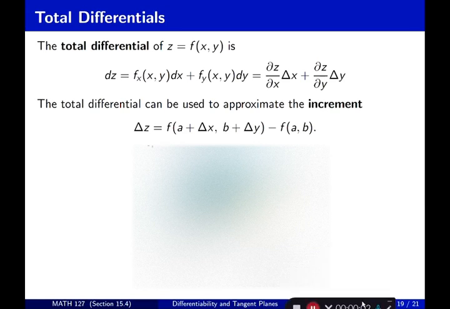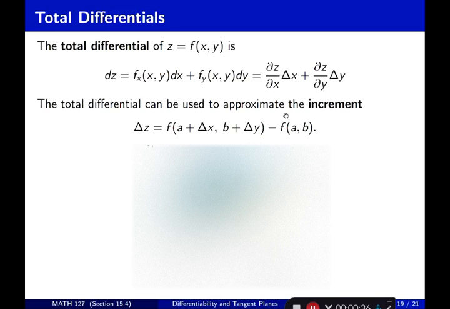We're continuing with section 15.4, total differentials. The total differential of a function z equal to f of x and y is dz equal to f sub x of x and y dx plus f sub y of x and y dy, and that is partial with respect to x of z times delta x plus partial with respect to y of z times delta y.